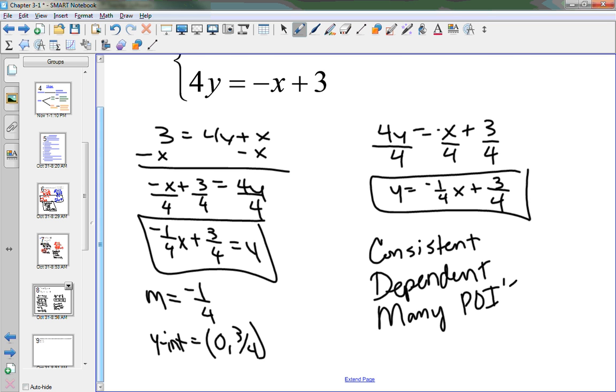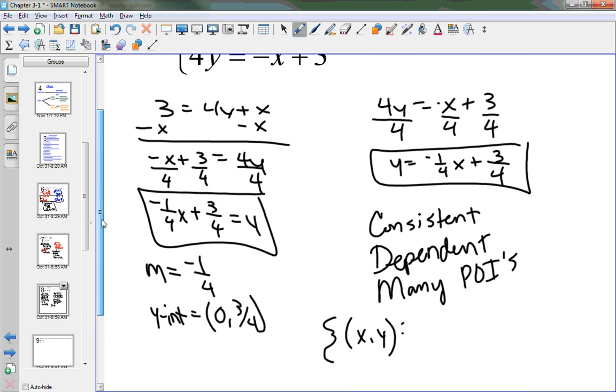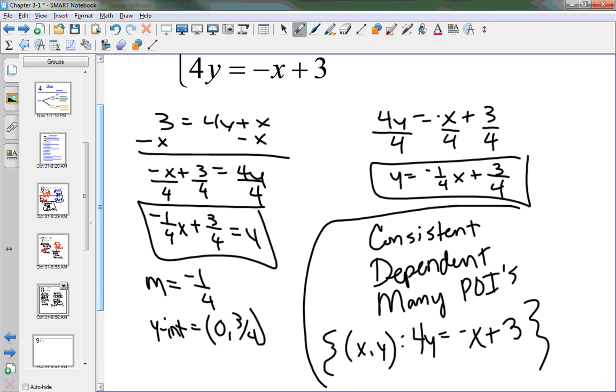And how do I write that? Whenever you have the brace bracket over there, put x comma y as an ordered pair, and put the colon for such that. Does it matter which equation I choose? Nope, it doesn't matter which equation I choose. So I'm going to grab the first one I see, which is 4y is equal to negative x plus 3. And you're done. We good?